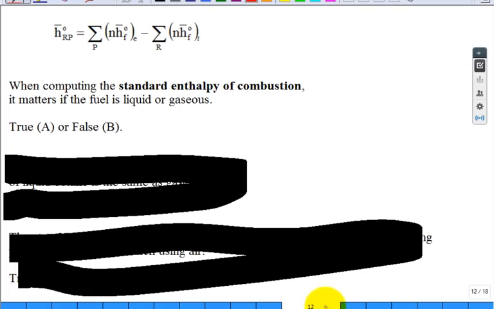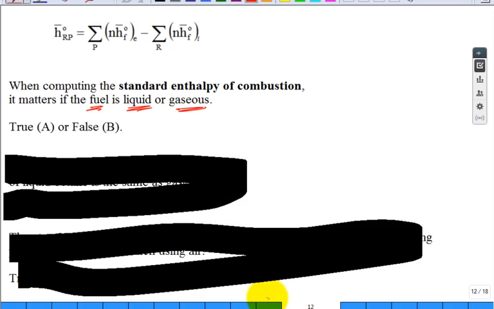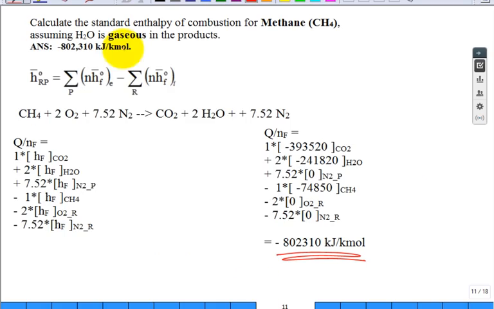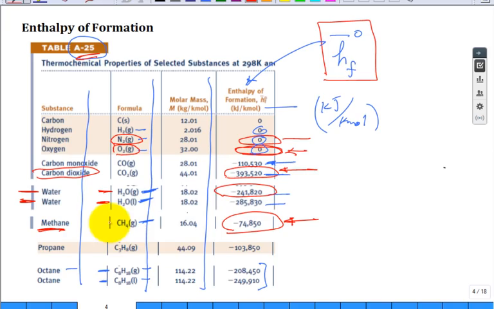All right, when computing the standard enthalpy of combustion, it matters if the fuel is liquid or gaseous. Clicker question: does it matter if the fuel is liquid or gaseous? We back up a little because we just did this for methane. When we think of methane, we go back to our table. Do we have methane liquid, methane gaseous? No, they just say CH4 with a parenthesis G. It's just gaseous at the standard conditions.